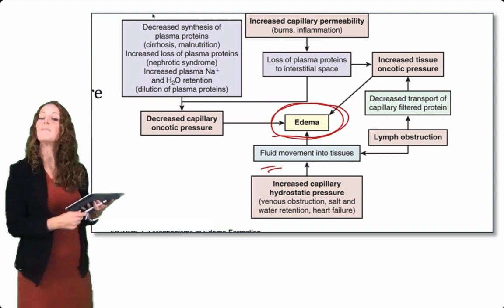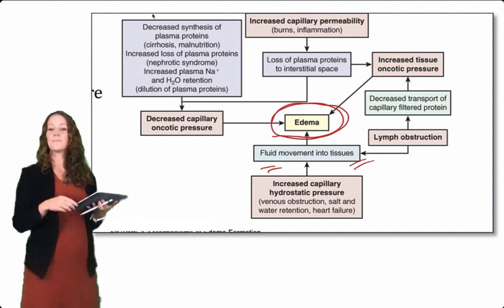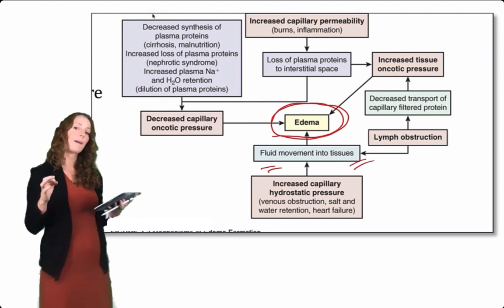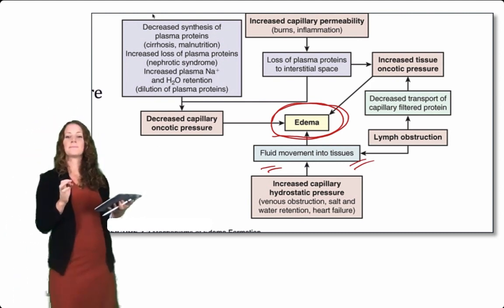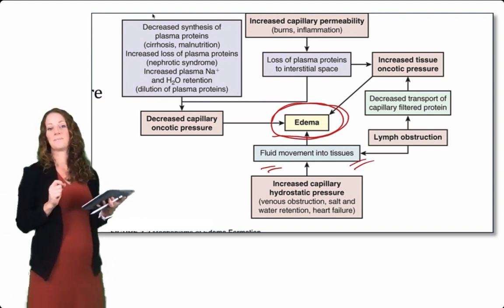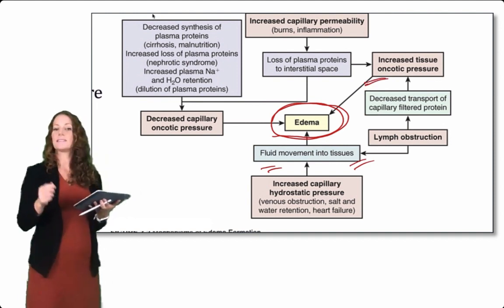We can also have lymphatic obstruction that causes fluid movement into the tissues. Lymphatic obstruction can also lead to decreased transport of capillary proteins. That can cause increased tissue oncotic pressure. That will draw fluid into the tissues and also cause edema.